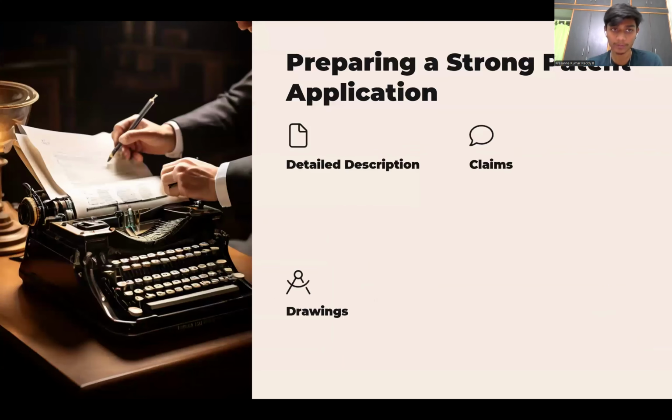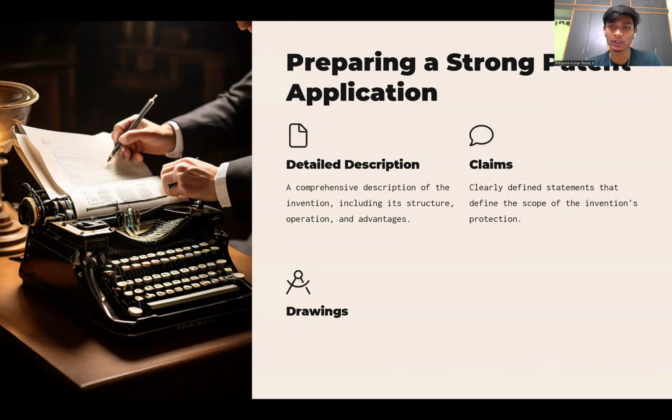Now preparing a strong patent application requires three main parts, that is detailed description, claims and drawings. In the detailed description, a comprehensive description of the invention, including its structure, operation, and advantages should be there. In claims, clearly defined statements that define the scope of the invention and protection. And in drawings, illustrations that help to visualize the invention and its components.